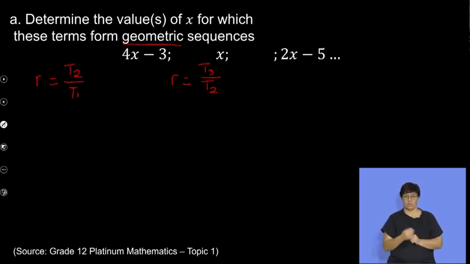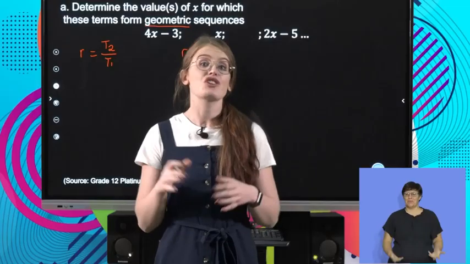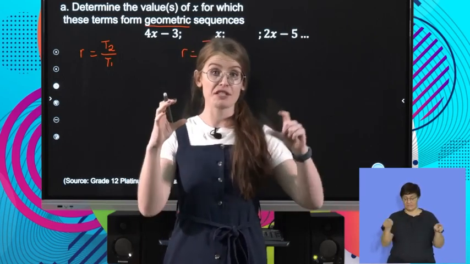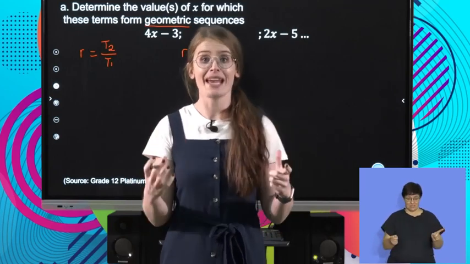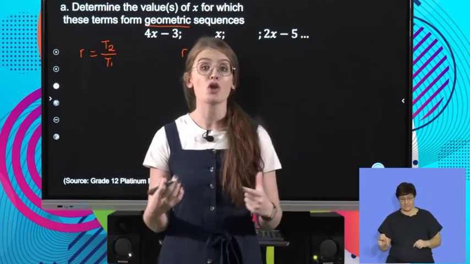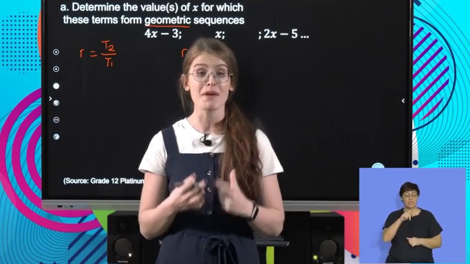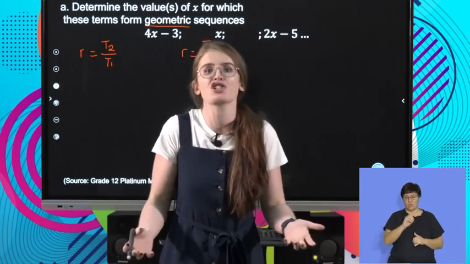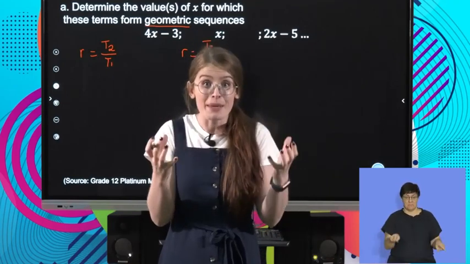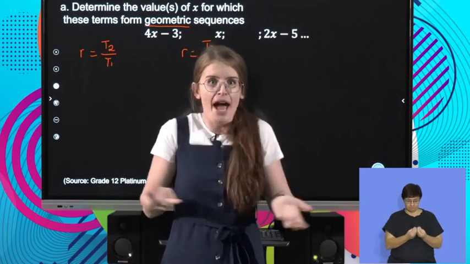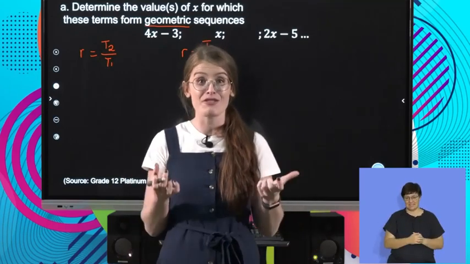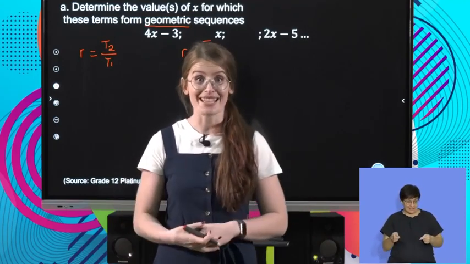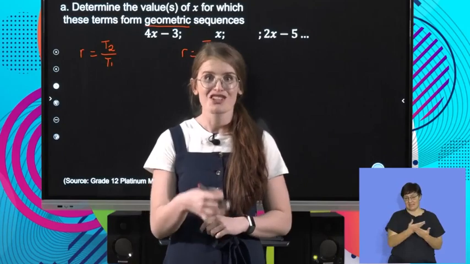Now, if you're wondering how this is going to help me, it's because I'm going to end up with two different expressions for the ratio that involve x's, but I know that the common ratio of a geometric sequence is the common ratio. It's called the common ratio because it's common. So I can equate them because they have to be equal. Being able to equate them means that I can solve for x. So let's solve for x together.